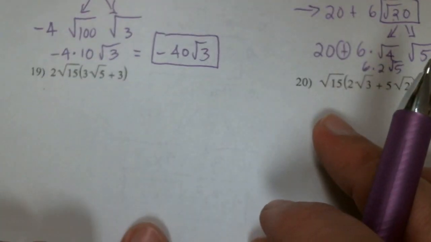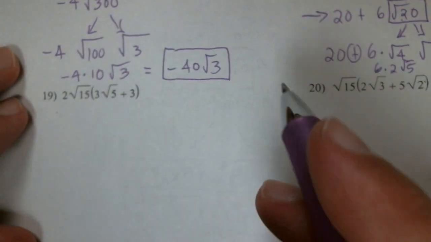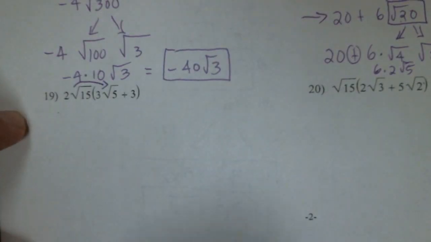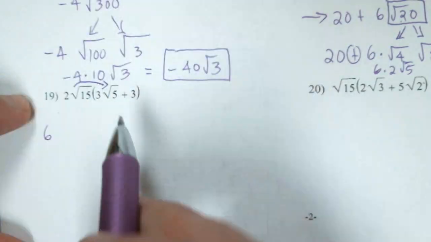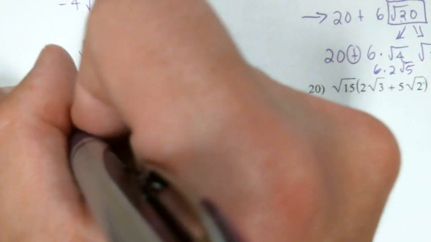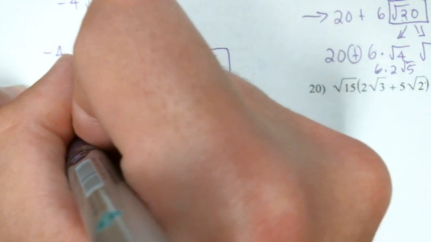All right, last two here, number 19. I'm going to draw my little distribution arrow. So multiply your coefficients first. 2 times 3 is going to be 6. Square root of 15 times the square root of 5. 15 times 5 is the square root of 75.